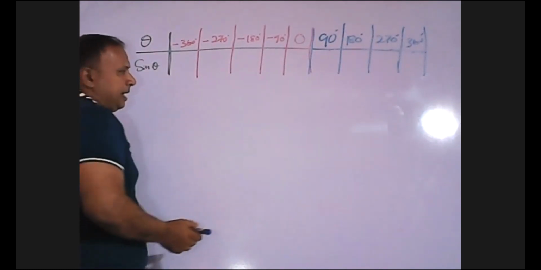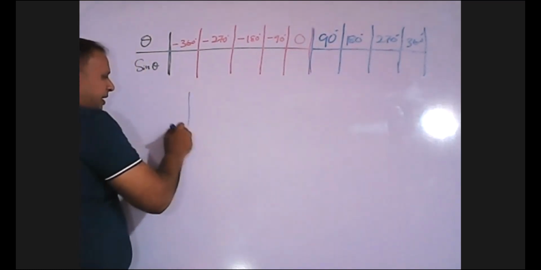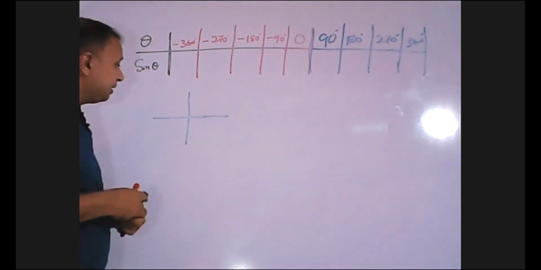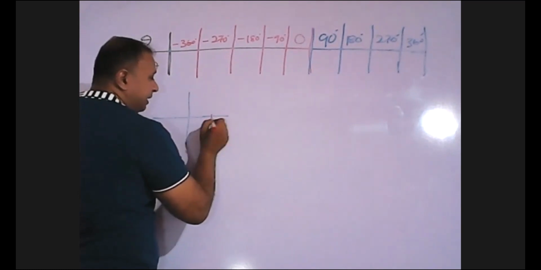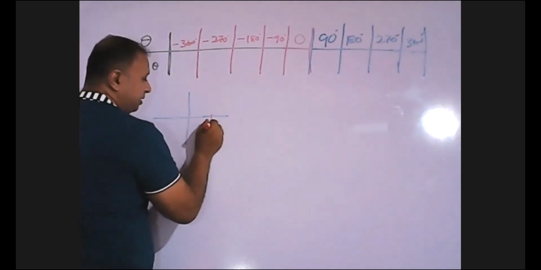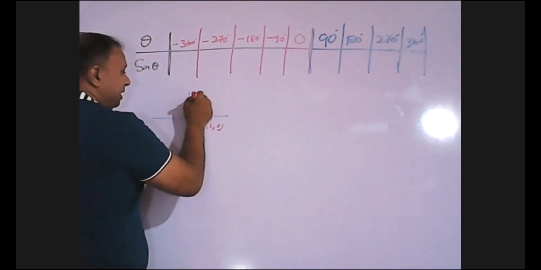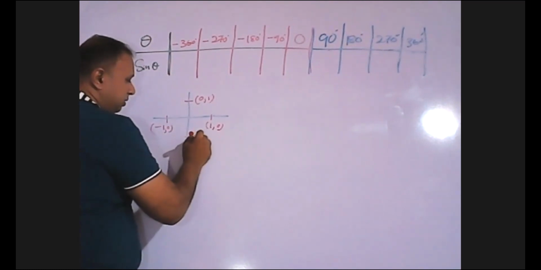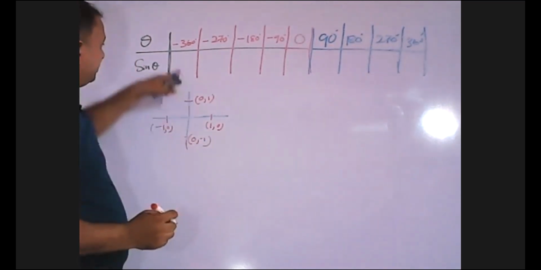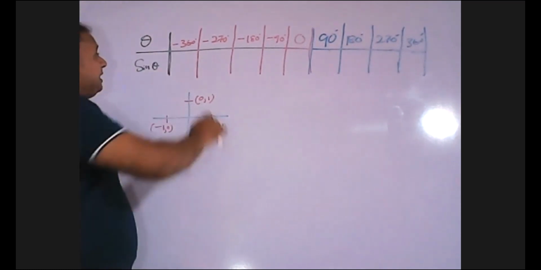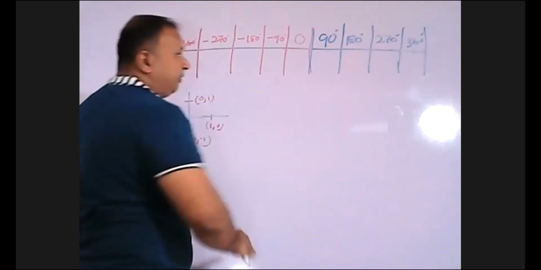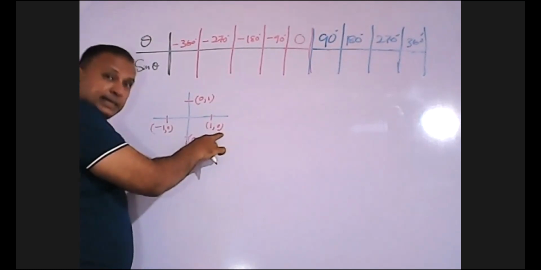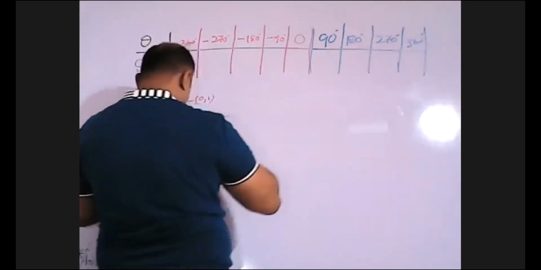I can draw the unit circle to identify the values of them and mark the Cartesian coordinates. This is (1, 0). This is (0, 1). This is (minus 1, 0). This is (0, minus 1). Now we can fill this in. First, sin 0 is 0. So you can put it as 0.